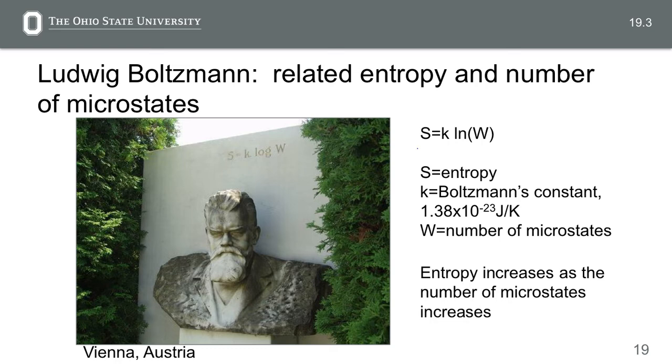It's given by S, entropy, equals k, which is the Boltzmann constant, times the natural log of W, which is the number of microstates. This equation is written on his gravestone in Vienna, Austria. So if you ever go there, you can check that out. We won't be applying this equation. It's hard to calculate a number of microstates. That's beyond the scope of this course. But basically, this relationship says that if you increase the number of microstates, you increase the entropy.